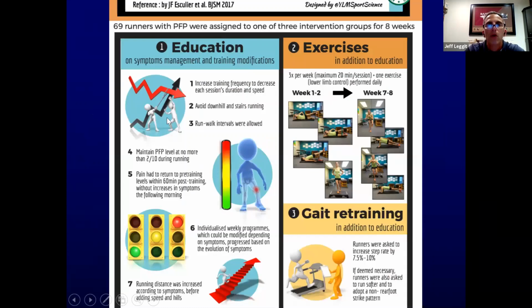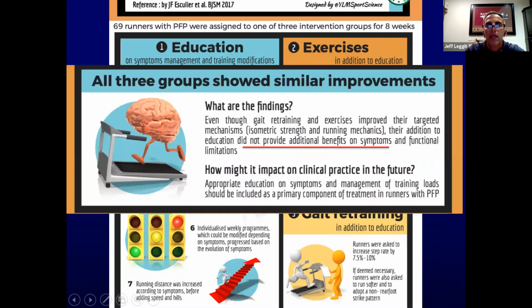And this is a nice pictorial graph of education and then exercises on both the hips and core and knee, and then some gait retraining. And so they were randomized to all three of these. And what they found is, although they got some more strength back and had better running mechanics, none of them did any better than the other ones. And education was just as good in the long run for their symptoms or functional limitations.